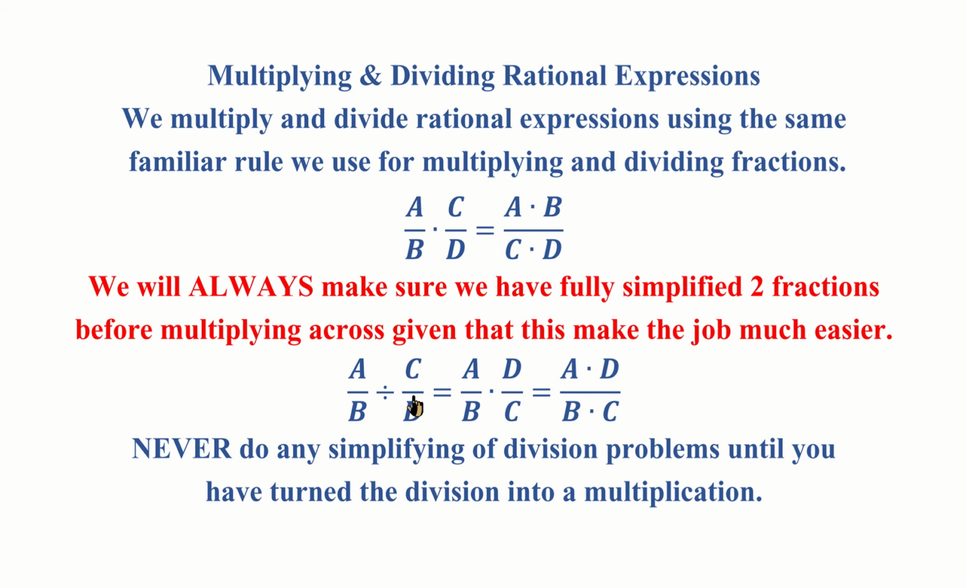Now, if you want to know why that's true, write it as a fraction. You have a over b over c over d, right? It's always good to know why things work the way they do. So now notice I can multiply the top and bottom of this fraction by the reciprocal of the denominator. Why? Because you can always multiply the top and bottom of a fraction by the same thing, right? So now watch.